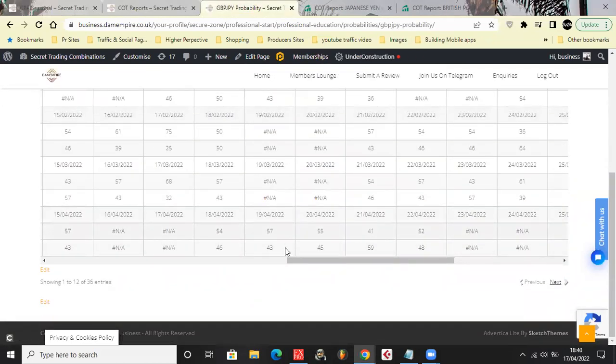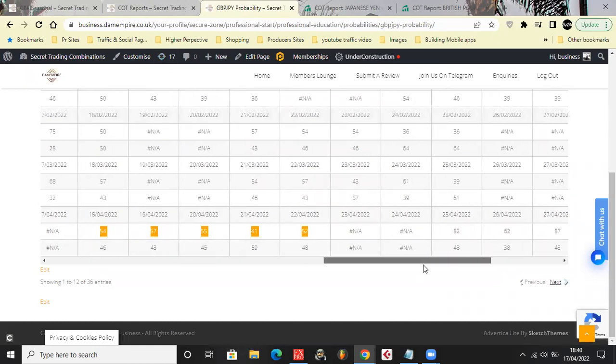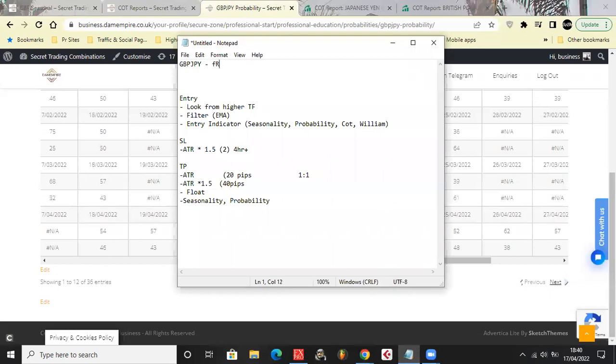We don't have a good chance here, but probability is telling me we have a good chance all through the week. Now, because the alignment isn't really clear, I wouldn't want to touch GBP JPY till Friday. So Friday would be my entry for GBP JPY. Friday long. That's the lowest risk you're going to get.